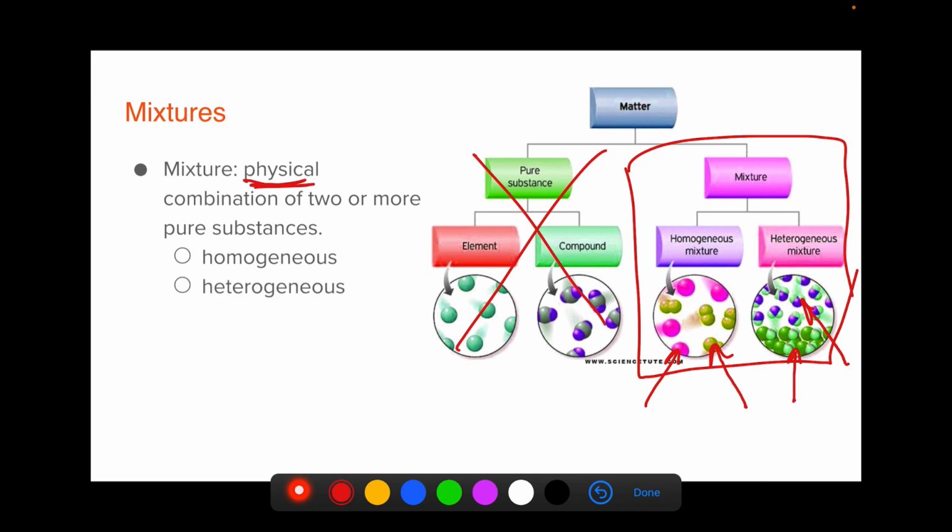There's two types, homogeneous and heterogeneous. Homogeneous mixtures have a uniform distribution of the different pure substances, meaning they're basically evenly distributed, whereas a heterogeneous mixture has an uneven distribution of the different types of particles. The important thing to know about mixtures is that they have no fixed composition. Unlike compounds where the atoms must combine in a particular ratio, the pure substances in a mixture can be combined in any ratio because it's a physical combination. Nothing chemical is happening.